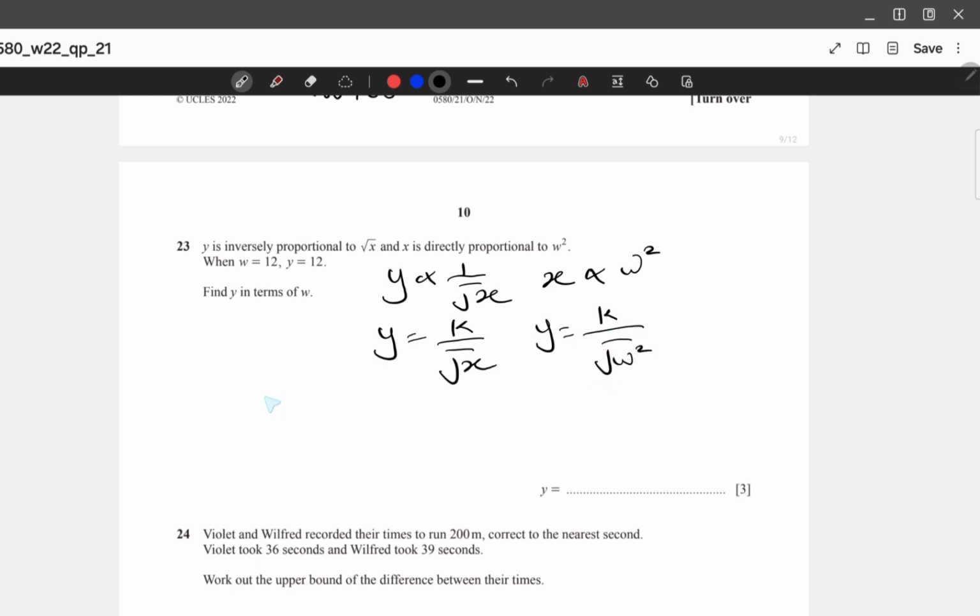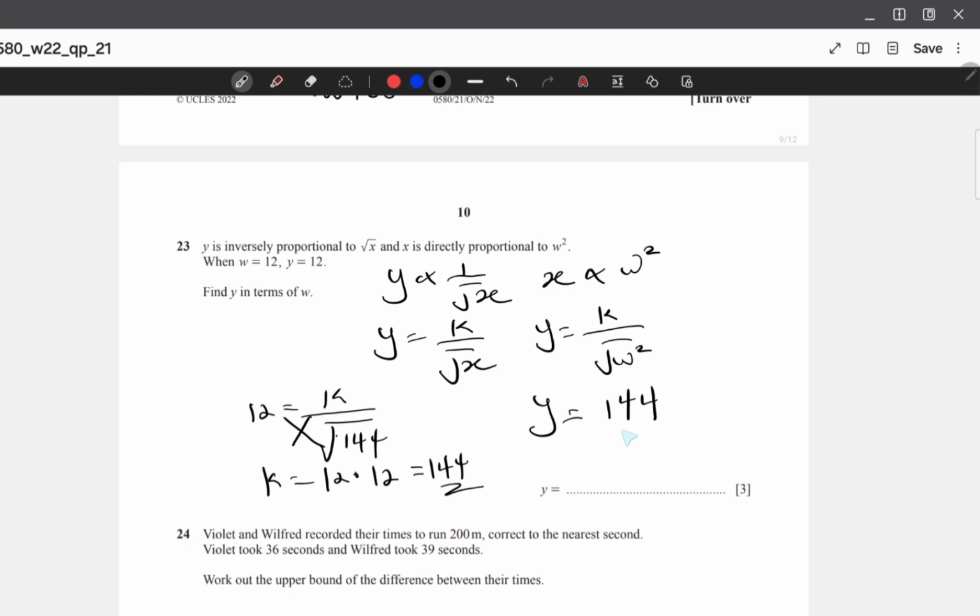So let's find k. y is 12, w is 12. So 12 equals k over, bracket, w is 12, so that is root 12 squared, which is 144. So that would now be k equal to 12 times root 12, because if I cross multiply, root 144 is 12, and this will give me 144. So we're asked to find y in terms of w. So our y will now be, what is our k? 144 over square root of w squared, which is w. And that is our answer, 144 over w.